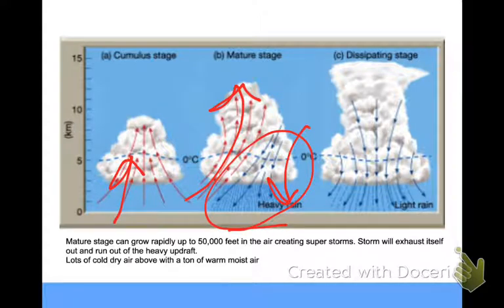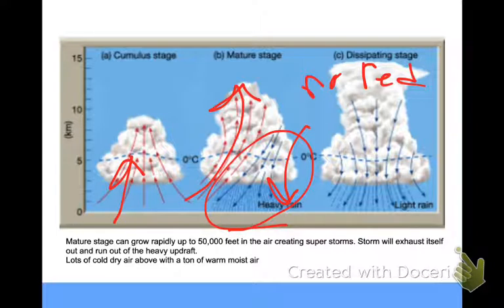In the dissipating stage, notice there is no updraft. There's no updraft, no arrows over here. So that's why that storm is finally dying down. And so it's just going to continue to rain out some of that excess moisture it has.